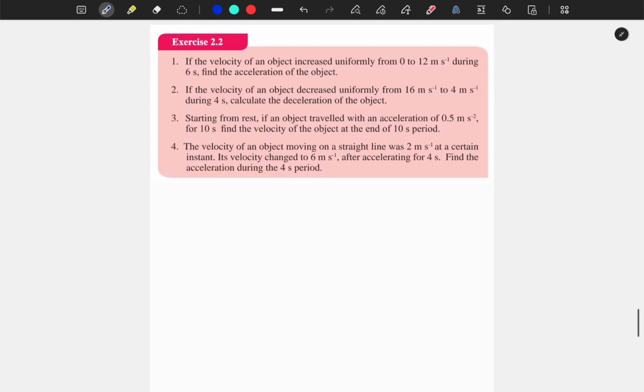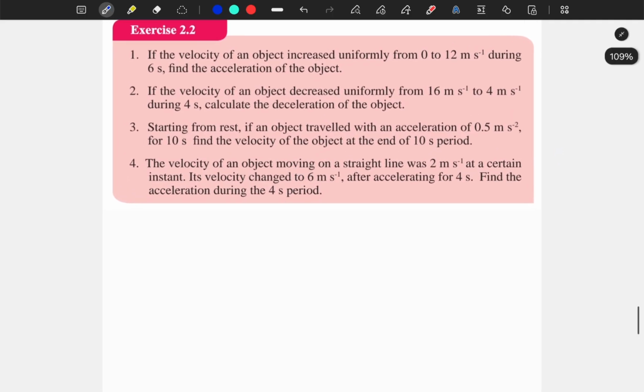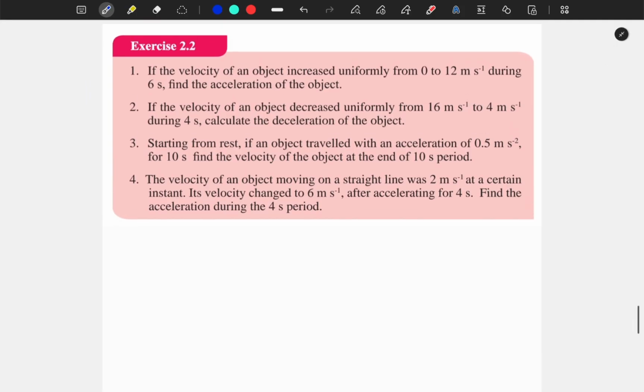And there are some other questions. Let me go through quickly. If the velocity of an object increases uniformly from 0 to 12 during 6 seconds, what is the acceleration? So acceleration equals what?